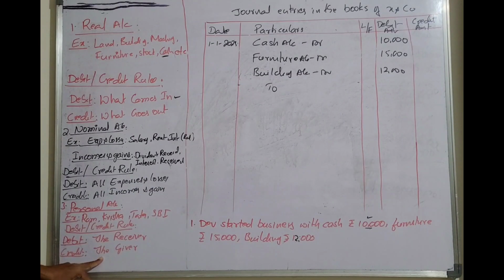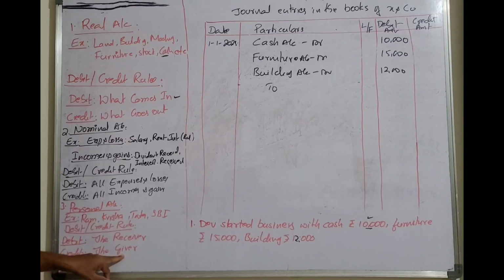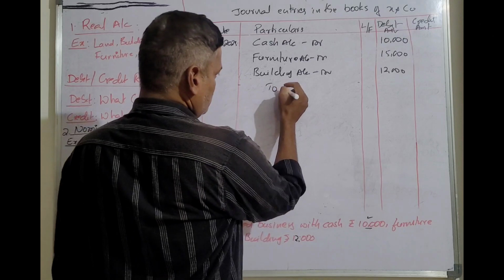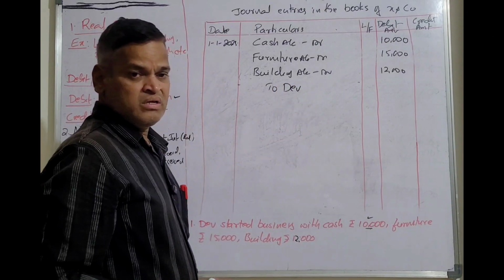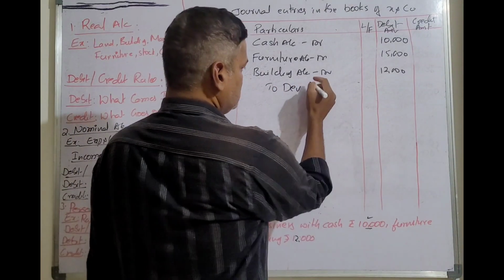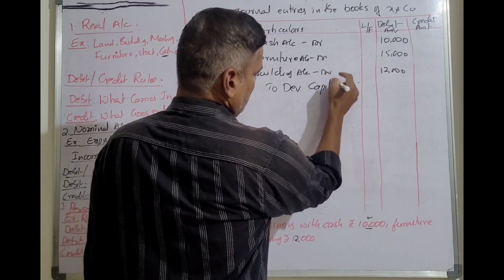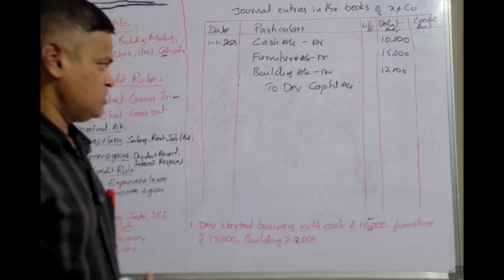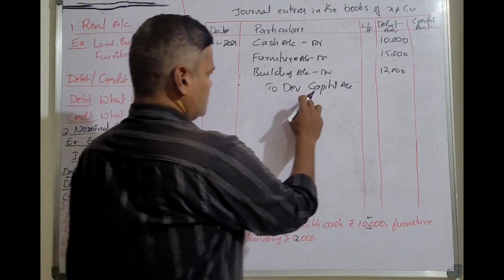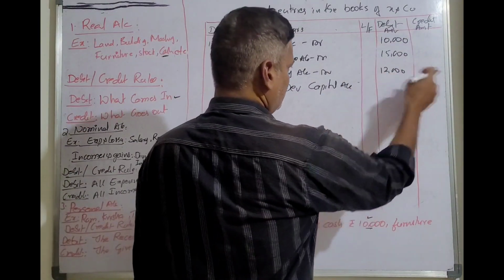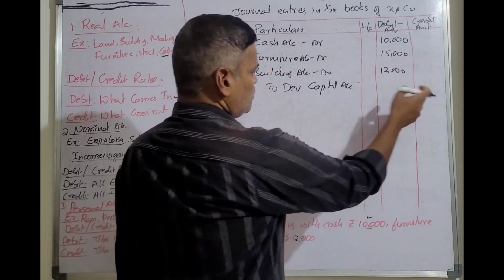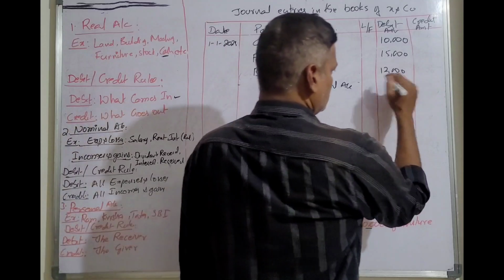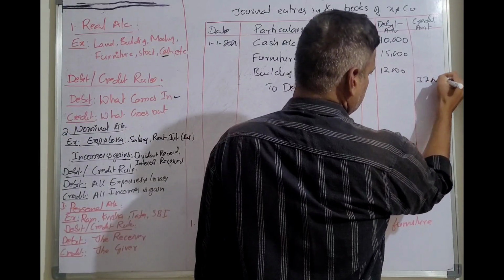According to personal account, when we have to write credit, credit the giver. Who is giving money? Dev. So you can write down Dev. Dev is giving in the form of capital, right? Hence, we can write down Dev capital account. So here Dev capital account is a personal account. We have written 3 debits and 1 credit, so we have to write the total amount. 10,000 plus 15,000 is 25,000, plus 12,000 is 37,000 credit, right?